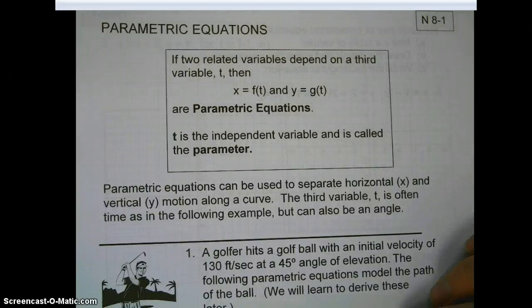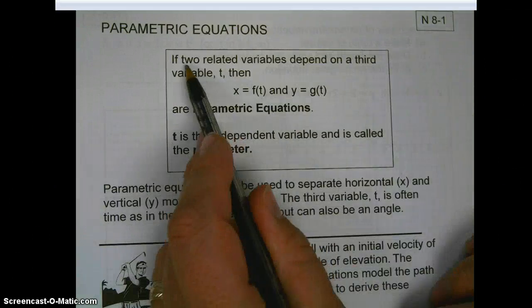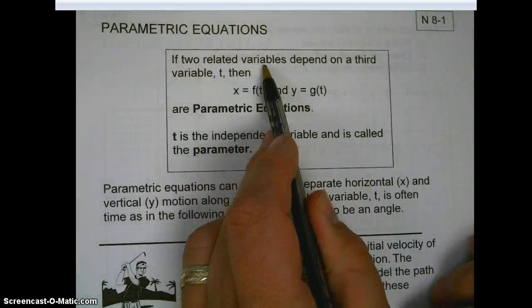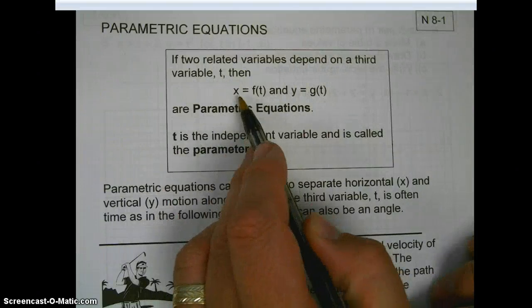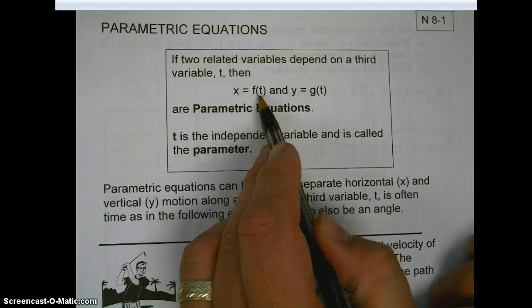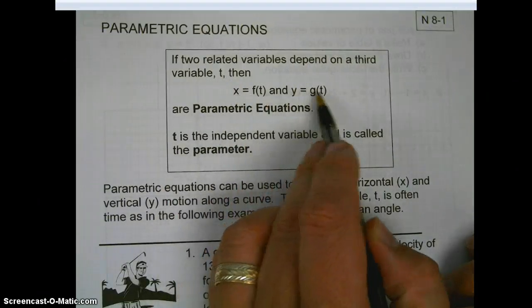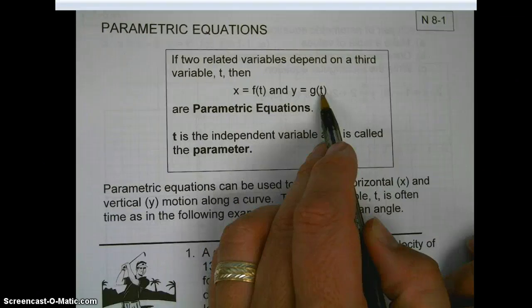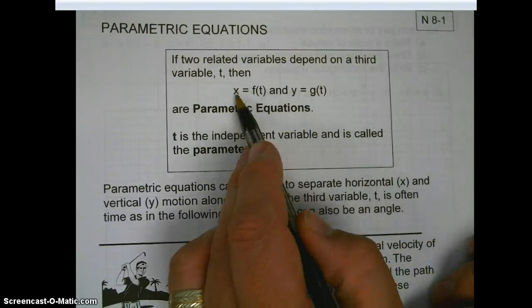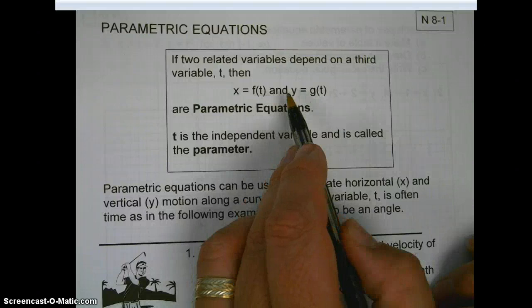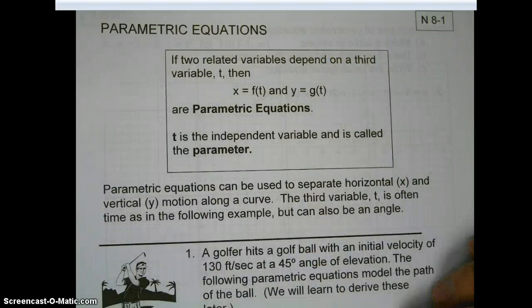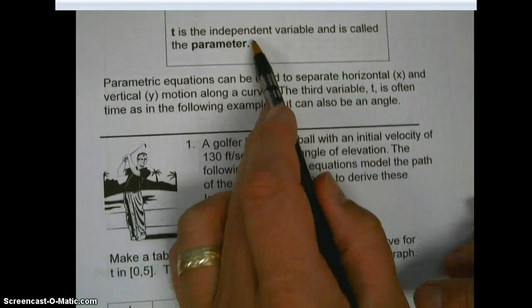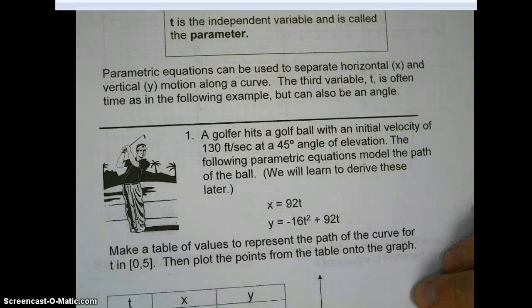Alright, this lesson is on parametric equations. Here we have two related variables depending on a third variable t. We have x equals f of t and y equals g of t. The x coordinate is dependent on t and the y coordinate is also dependent on t. These are parametric equations. T is our independent variable and is called our parameter.